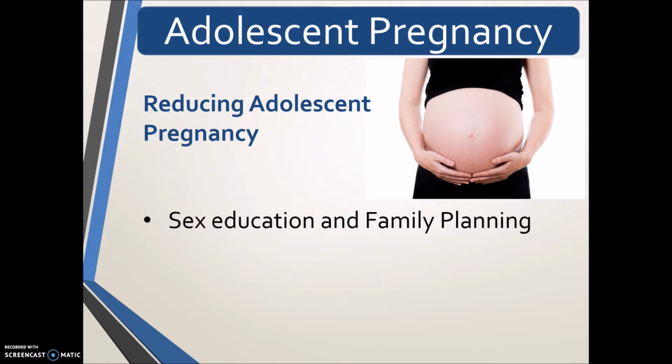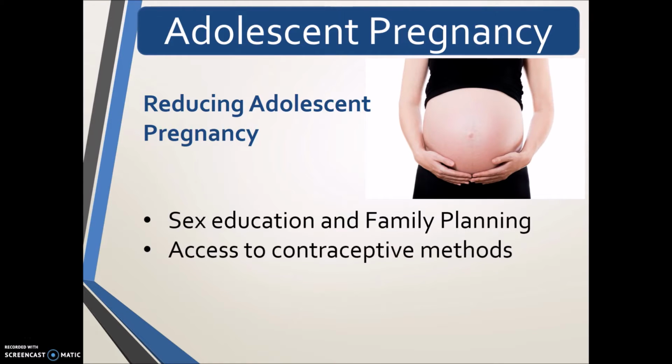So with that, what are some things that we can do? One thing is better sex education and family planning, and we'll talk about this and you'll watch a couple videos about it later in the class. Access to more contraceptive methods and knowledge about how to use them can be a really big thing to help reduce adolescent pregnancy.